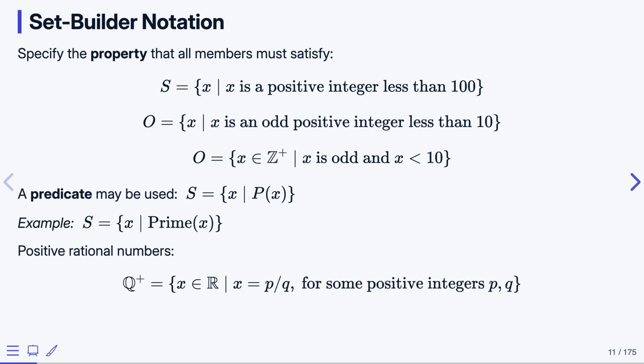We can also use a predicate, which is a property named with a letter. S equals all x such that P of x holds. For example, all x such that prime of x, meaning all the prime numbers. One last example. The positive rational numbers are all x in R such that x equals p over q for some positive integers p and q.